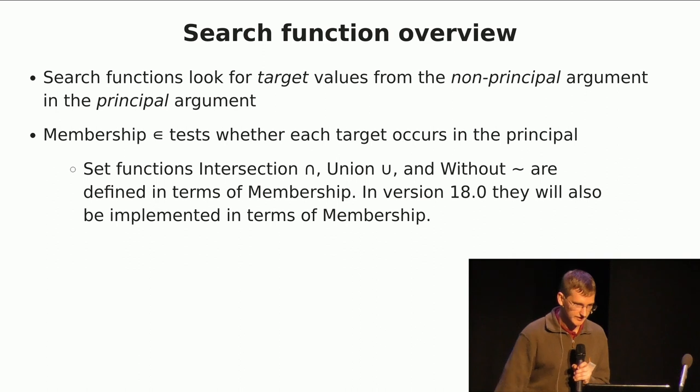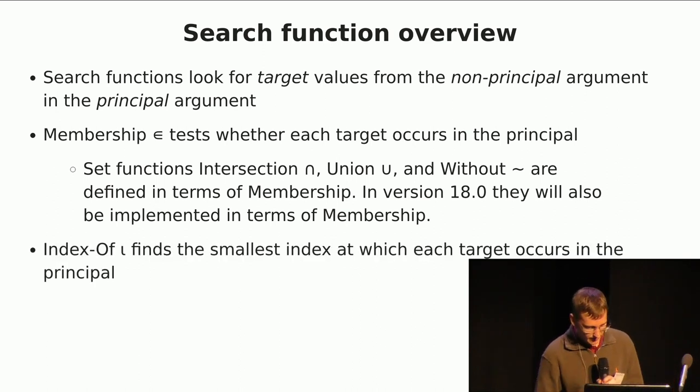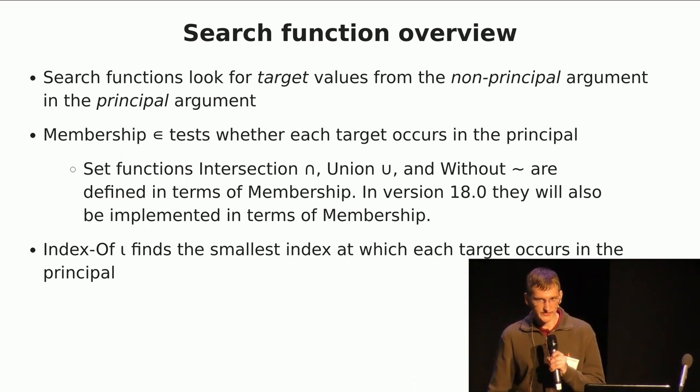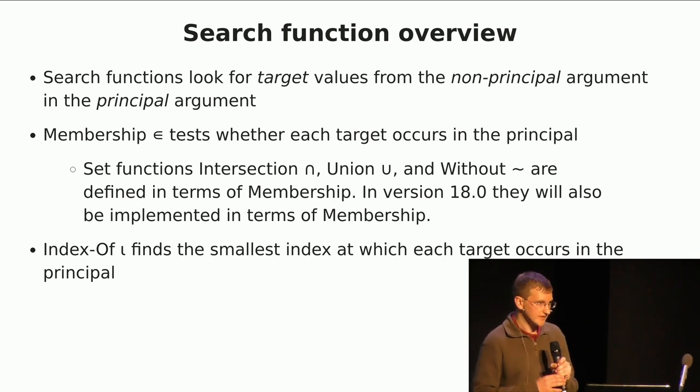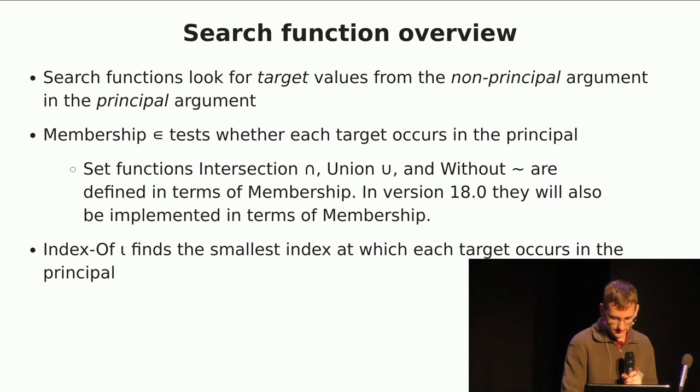So I search for it. If I found it, I return 1. If not, I return 0. Slightly more complicated is index of, which says, if it's there, I'd actually like to know where it is. If not, give me the length of the array plus quad IO.